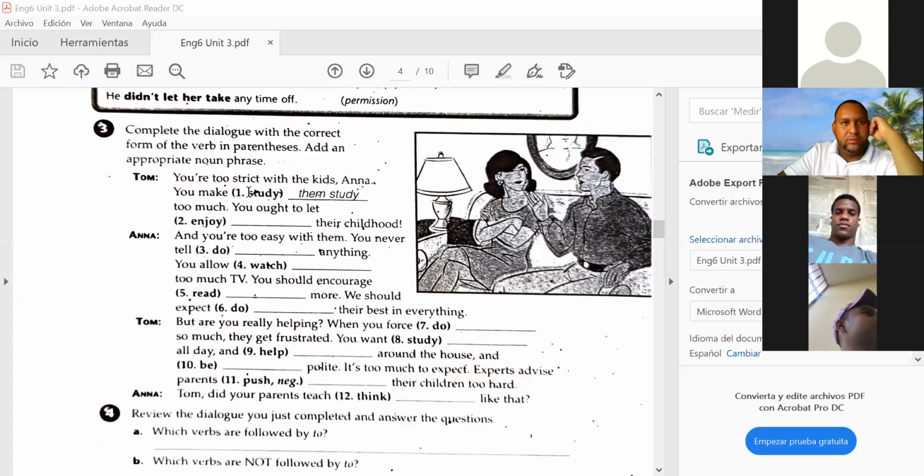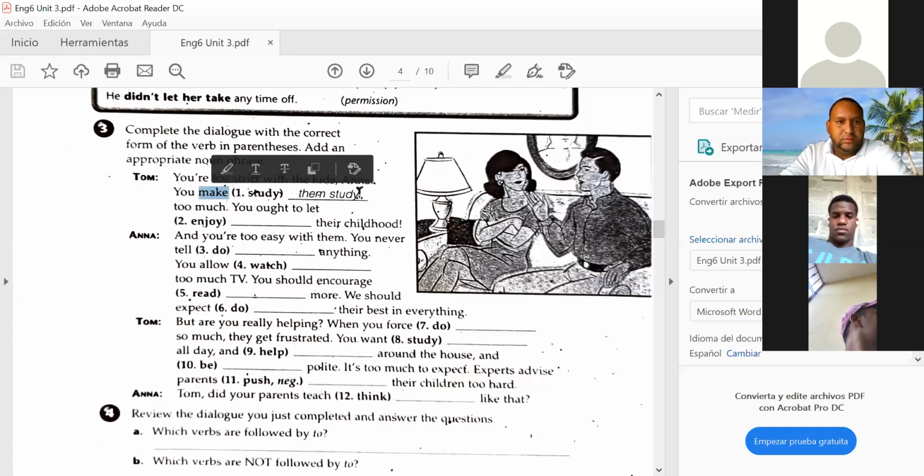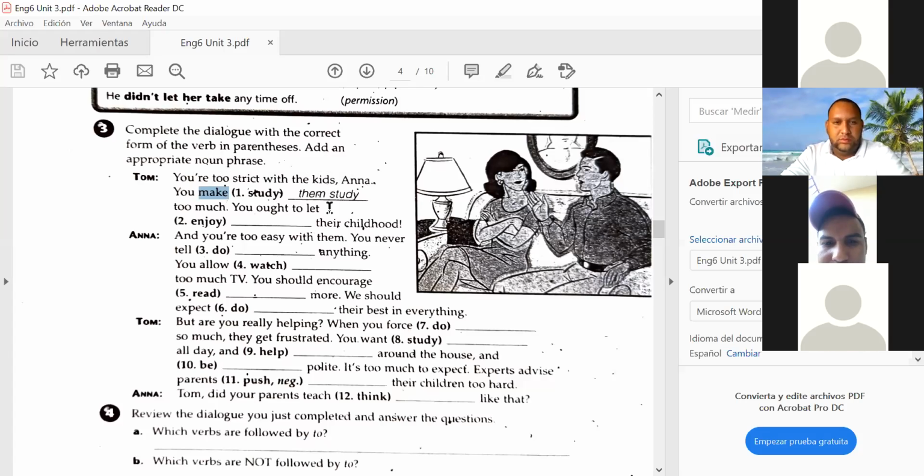Whenever we use make, I have to put everybody on mute. Oh, you guys forget. Okay, whenever you use make, if you are going to use the infinitive after that, you need to forget about the particle to. If you say, make me go, make me do it, make me study, make them go, make them study. You don't use to when you use make.